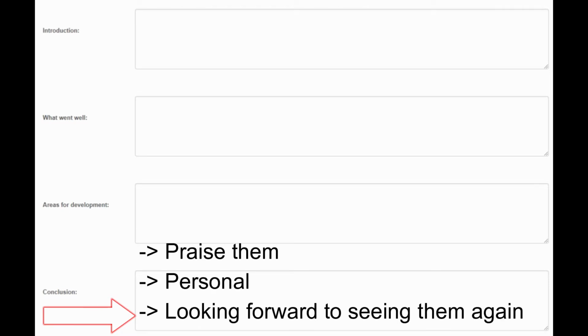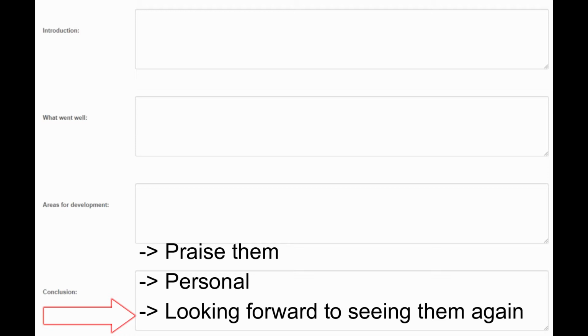Then we're on to the final box, conclusion. One of the reasons that IQ Bar stands out against the rest is because it is so personal. This is your last chance to round off the lesson with some praise about how well the Brady did and how you're looking forward to the next time you'll see them.